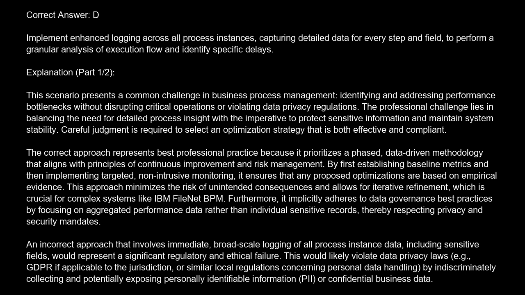The correct approach represents best professional practice because it prioritizes a phased, data-driven methodology that aligns with principles of continuous improvement and risk management. By first establishing baseline metrics and then implementing targeted, non-intrusive monitoring, it ensures that any proposed optimizations are based on empirical evidence. This approach minimizes the risk of unintended consequences and allows for iterative refinement, which is crucial for complex systems like IBM FileNet BPM. Furthermore, it implicitly adheres to data governance best practices by focusing on aggregated performance data rather than individual sensitive records, thereby respecting privacy and security mandates.